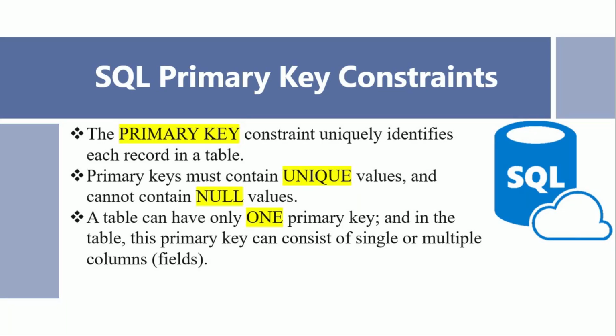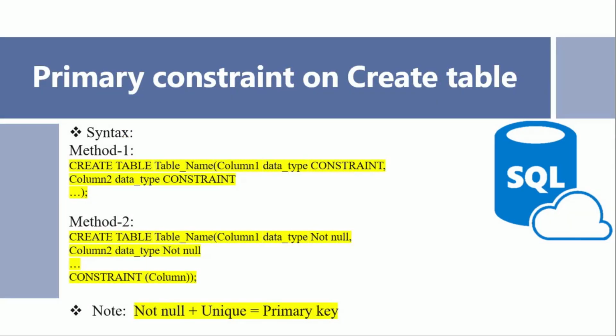If we want to add multiple columns as the primary key, then we need a separate syntax for that. I'll mention it in this working example. You can check it out there. And here is the syntax for the primary key constraint to add while creating a table. This is the same example we learned earlier.